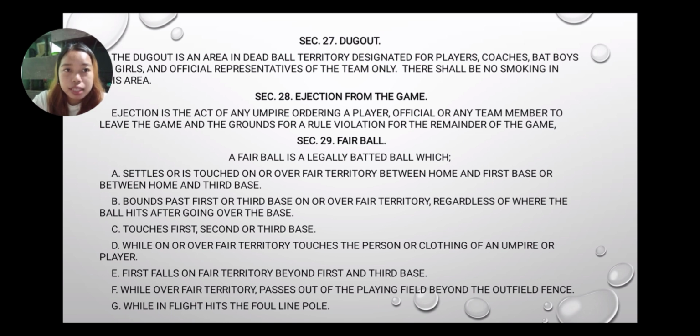Touches first, second, or third base. While on or over fair territory, touches the person or clothing of an umpire or a player. A fair ball is a legally batted ball which first falls on fair territory beyond first and third base. While over fair territory, passes out of the playing field beyond the outfield fence. While in flight, hits the foul line pole.